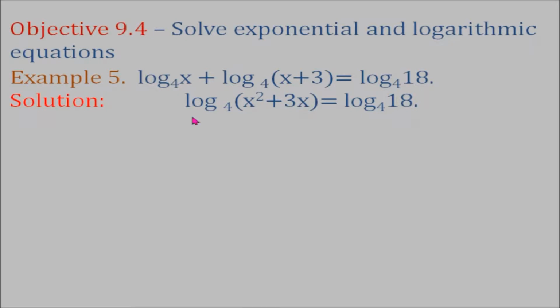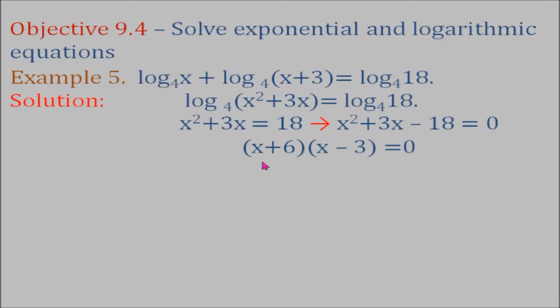squared plus 3x. Now, the base of our logarithm on the left is 4, and on our right it's also 4, so we can just equate x squared plus 3x equals 18. And we can rewrite x squared plus 3x equals 18 to x squared plus 3x minus 18 equals 0. And this quadratic trinomial here can be factored. So the factors of x squared plus 3x minus 18 are the quantity x plus 6 times the quantity x minus 3. Then we have here equals 0.